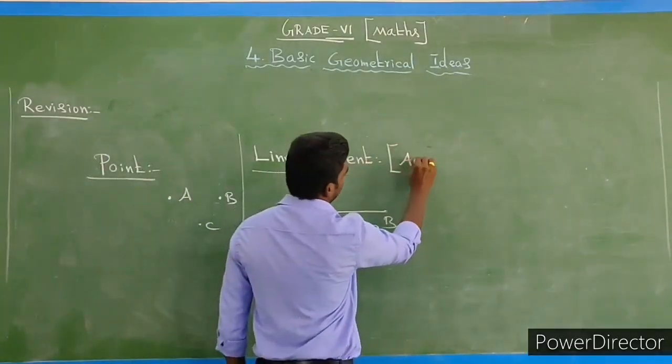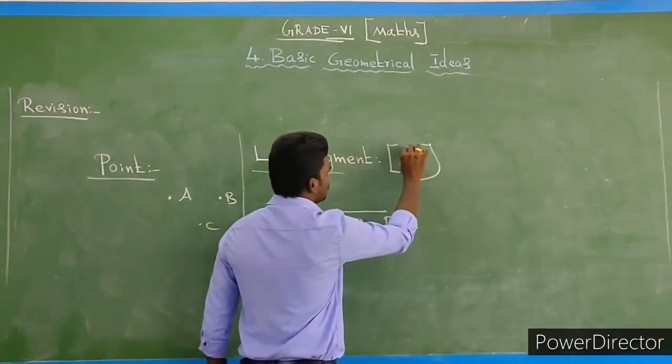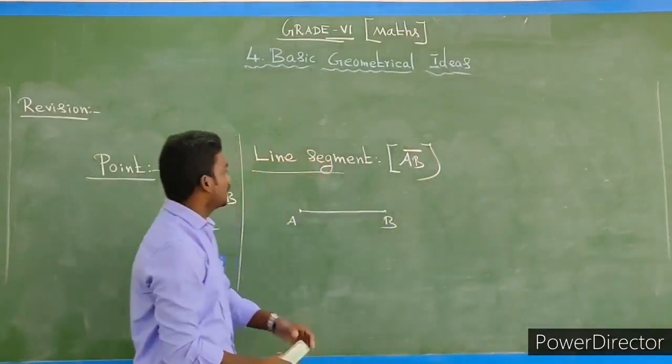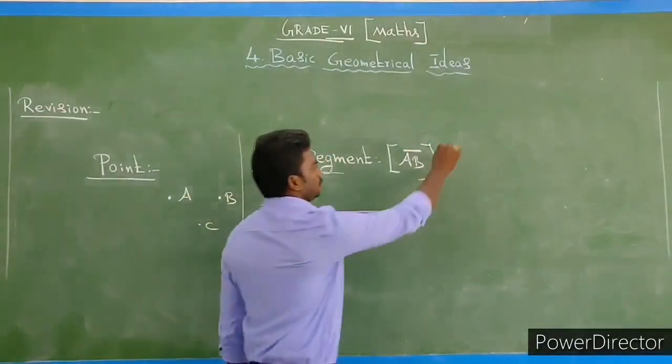How to represent this? We can represent this line segment as AB with this symbol. The symbol represents a line segment. A line segment is the shortest distance between two points.